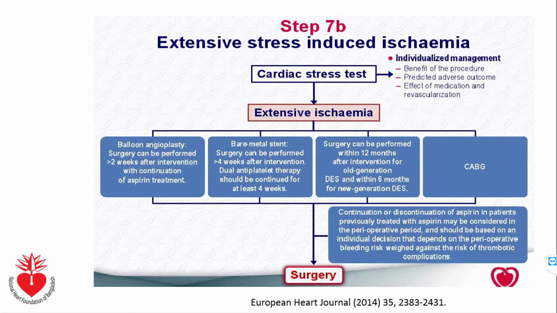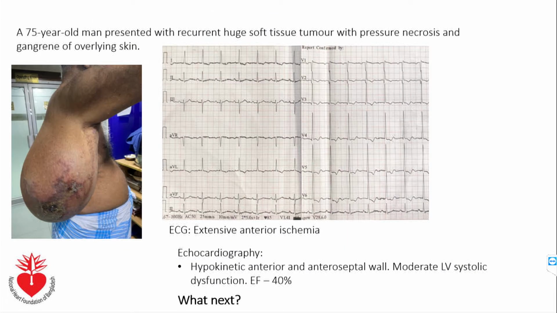This procedure should be done in consultation with the patient, the surgeon, the cardiologist, the cardiac surgeon, and the perioperative physicians. So with this, I have a case scenario of this patient. You can see this patient is a 25-year-old gentleman with a recurrent huge soft tissue tumor with pressure necrosis and gangrene overlying the skin.